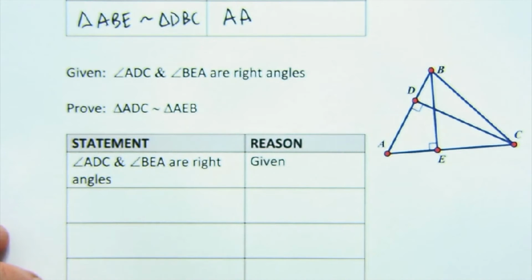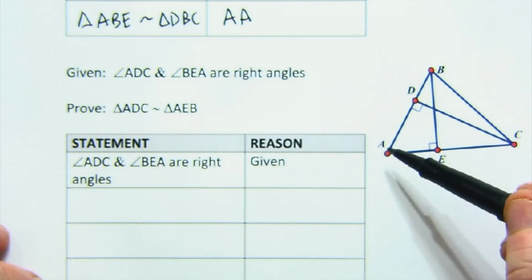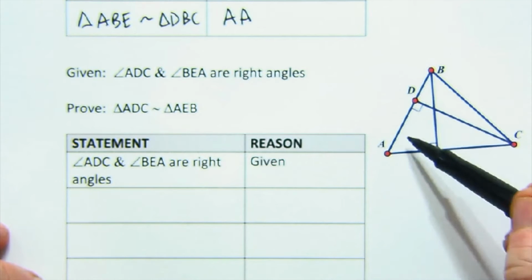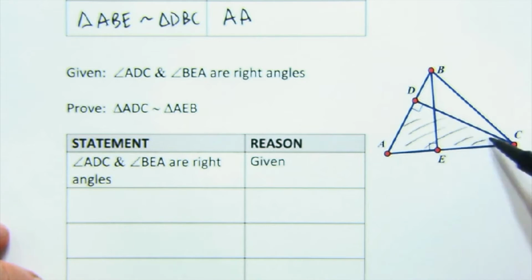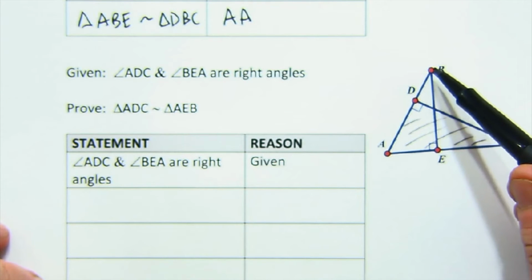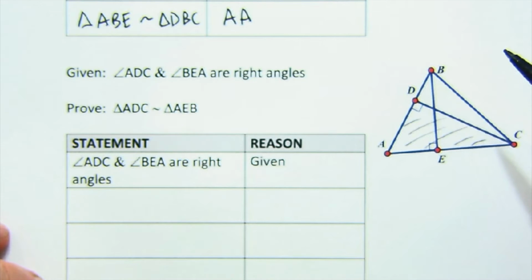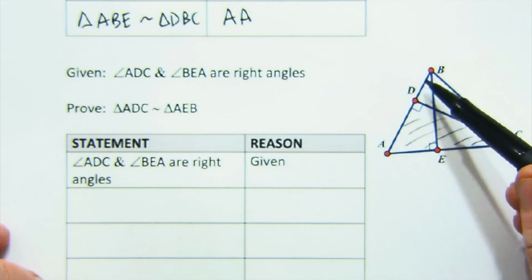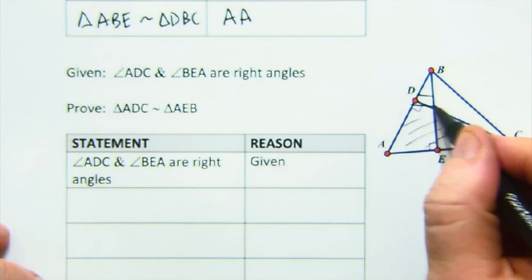Here they give us that two angles are right angles. Let's make sure we know who we're talking about first. ADC, so kind of this triangle here, do you see it? And then B, let's make sure, AD, oh yeah, okay, and then ABE also, so kind of this one here.